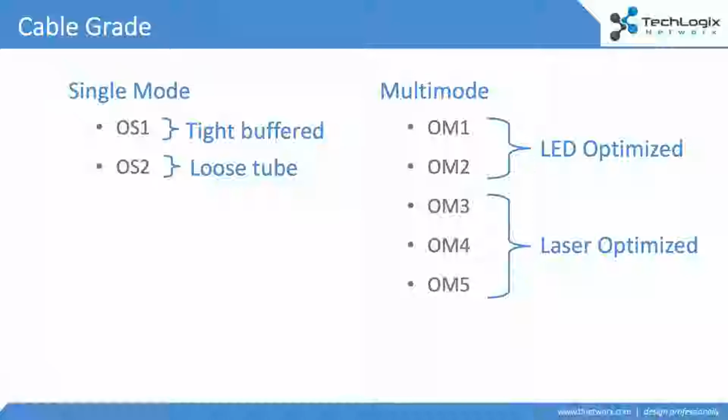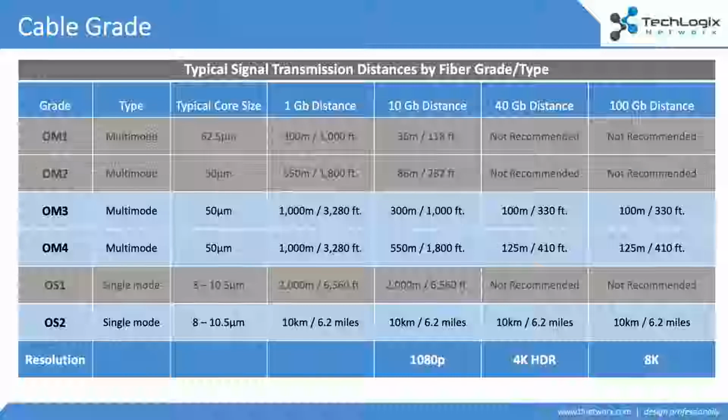Now, in a multi-mode, that's a larger core size, larger diameter fiber. There's OM1 and OM2, which is LED optimized. But what we tend to see is people are standardizing today on OM3 and OM4. These are the laser optimized grades of fiber. And these signals that are going through the multimode, they really perform best in an OM3 and an OM4. And frankly, that's what's going to be future-proofing your installations.